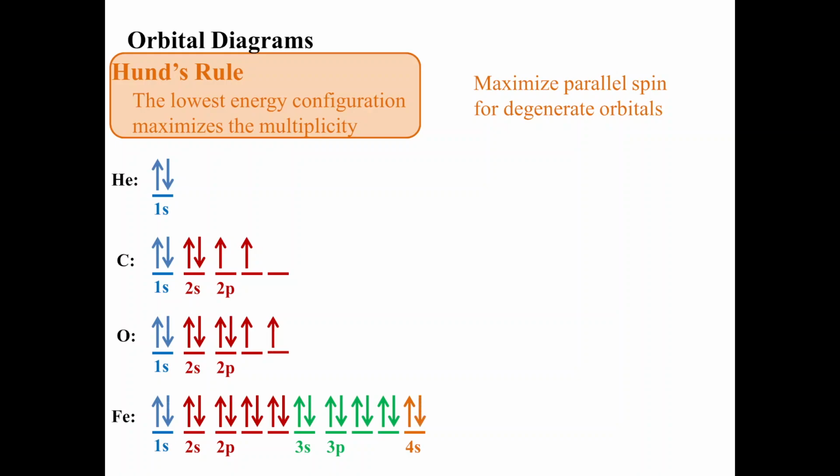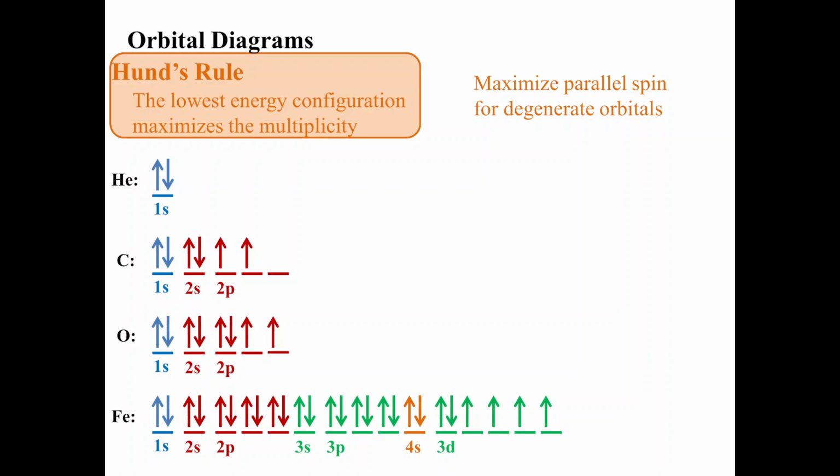Then 4s, and then finally we get to 3d. And at this point we have 6 electrons remaining, so we're going to put 1 electron in each of the d orbitals with the exact same spin, and we have 1 more left over, so we'll have to pair one of those up. And so this would be the orbital diagram of iron.